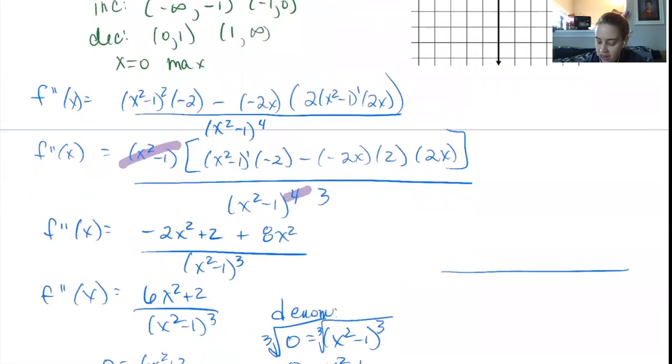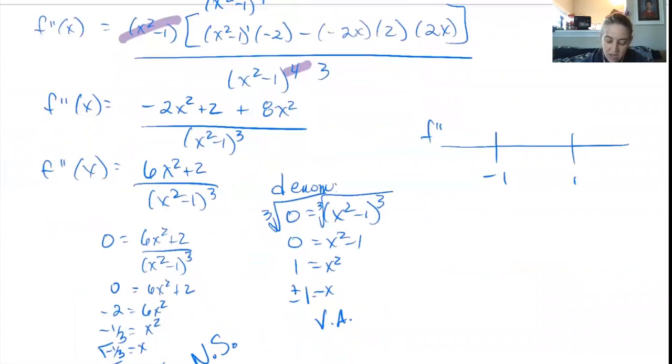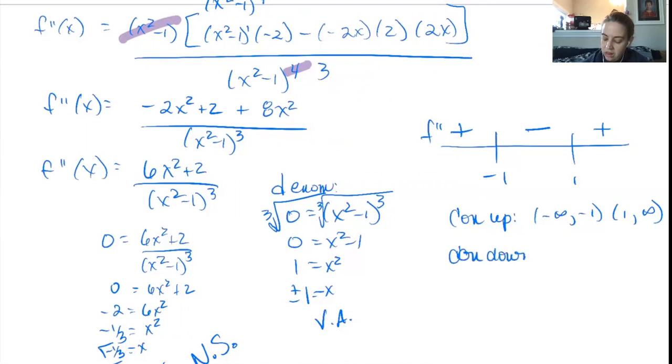So let's do the number line, -1 to 1. We're dealing with the second derivative. If I choose a -2, for the second derivative, the numerator is positive. The denominator is also positive, so positive over positive. If I choose a 0, I get a negative. If I choose a +2, I get a positive again. So we're concave up between -infinity and -1, and 1 to infinity, or concave down from -1 to 1. Awesome.